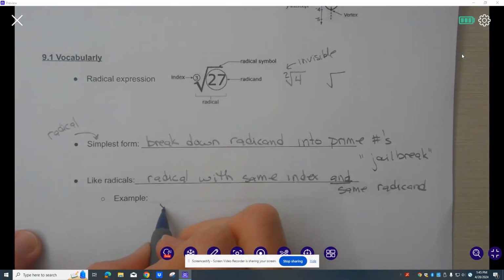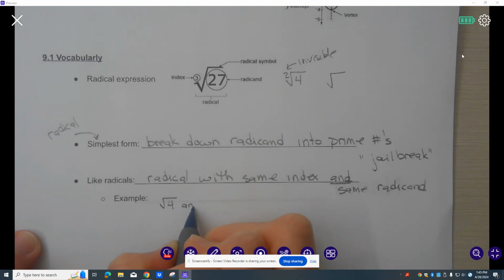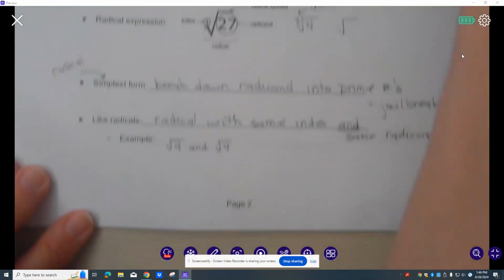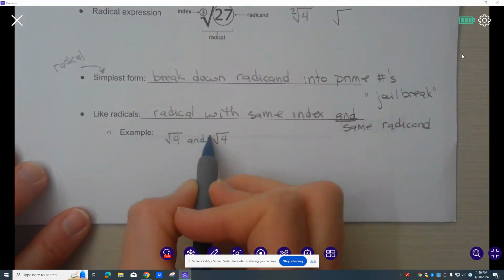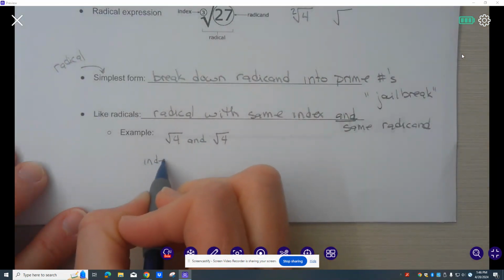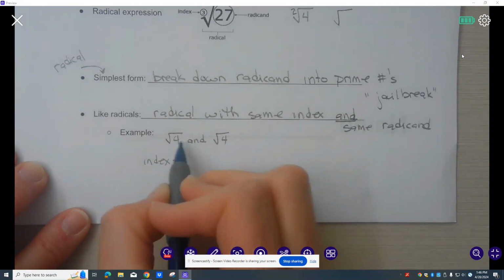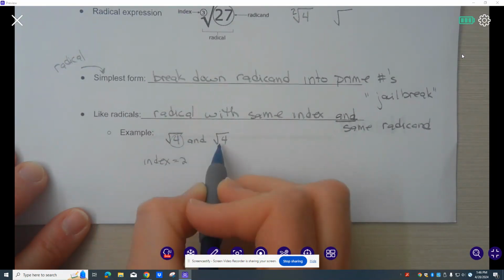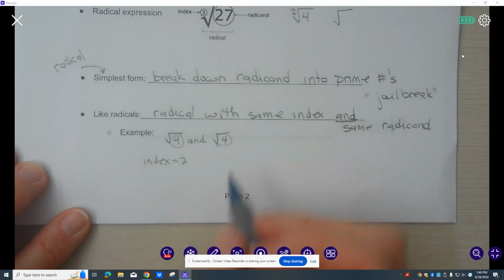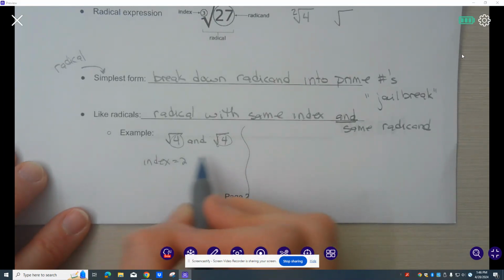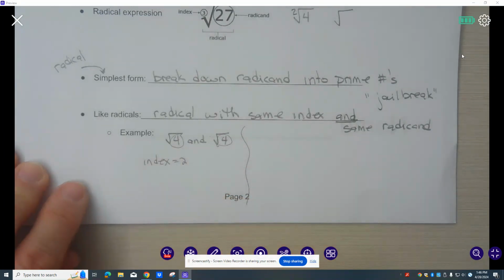A couple examples of that would be square root of 4 and square root of 4. Let me slide this up a little. They both have that invisible index of 2. And the numbers inside the radical are the same. You can see that 4 and 4 are the same. This would be called a like radical.